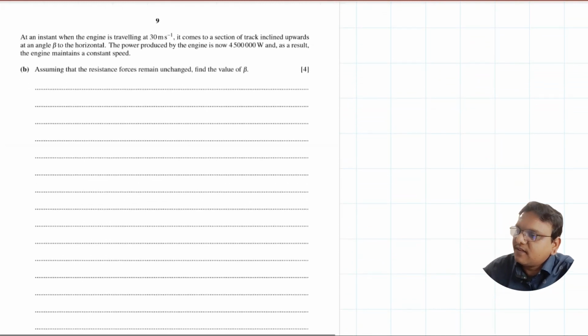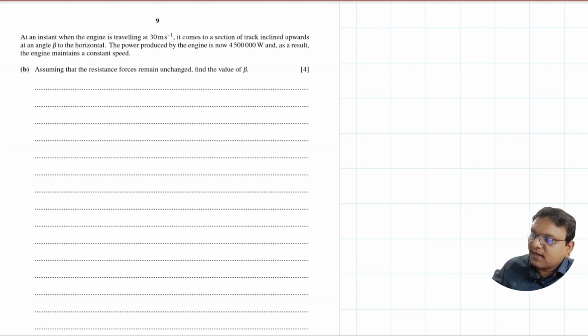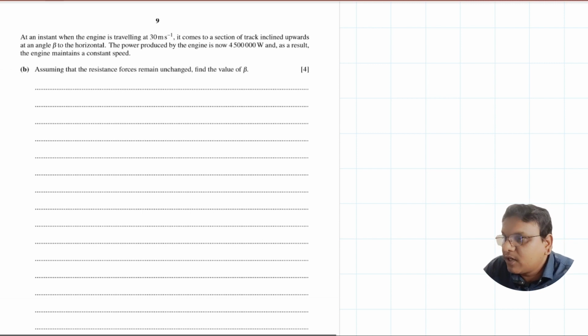The next question is: given that at an instant when the engine is traveling at 30 meter per second, it comes to a section of track inclined upwards at an angle beta to the horizontal. This time power is given: the power produced by the engine is 4,500,000 watt, and the engine maintains a constant speed, right? Assuming that the resistance forces remain unchanged, find the value of beta. This time a different angle is given.